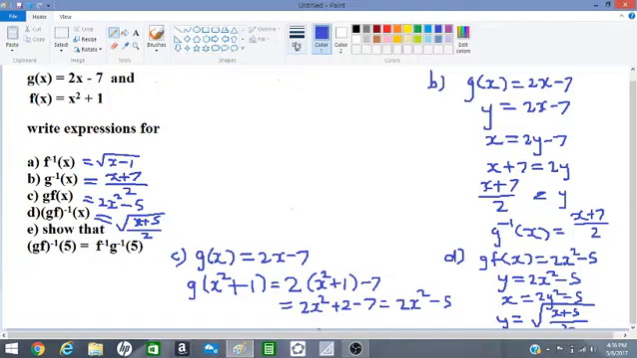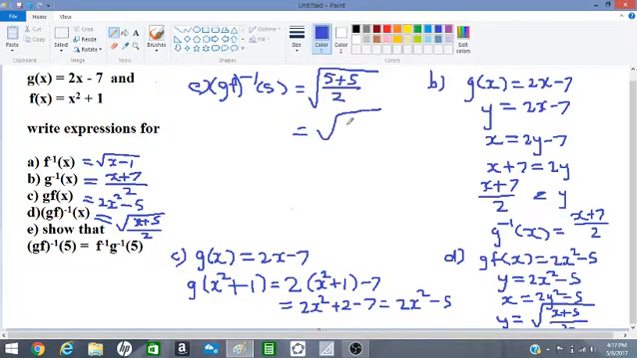So part E now. Let's find g f inverse of 5. Alright, so we are going to use our answer for part D, g f inverse of x, and we're just going to put a 5 in it. So instead of square root of x plus 5 over 2, it will be square root of 5 plus 5 over 2, which is the square root of 10 over 2, which is, 2 into 10 is 5, so we get square root of 5.